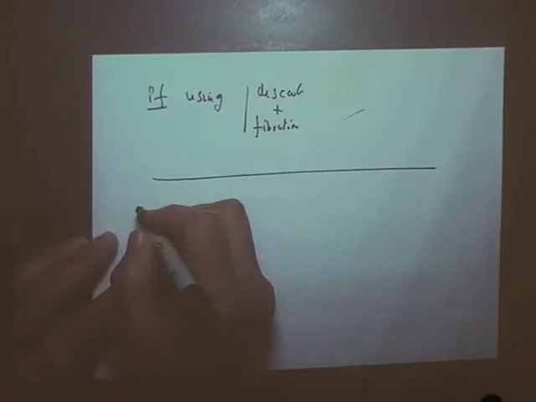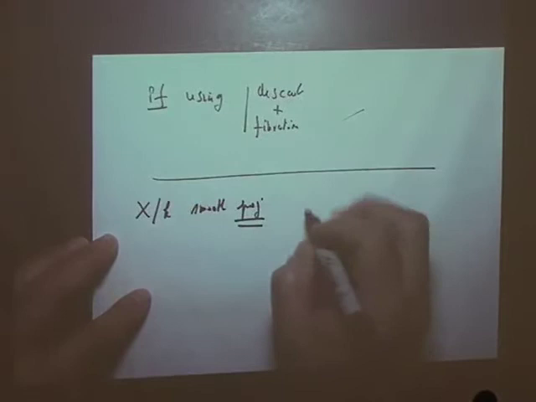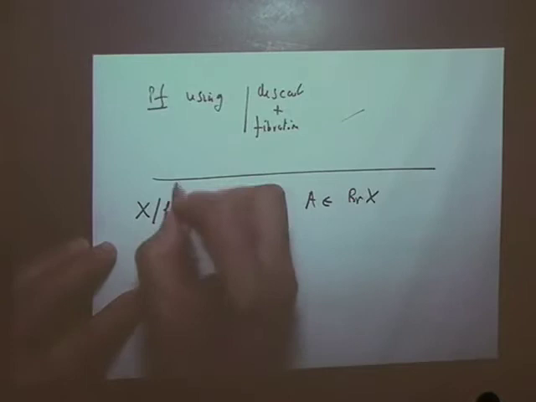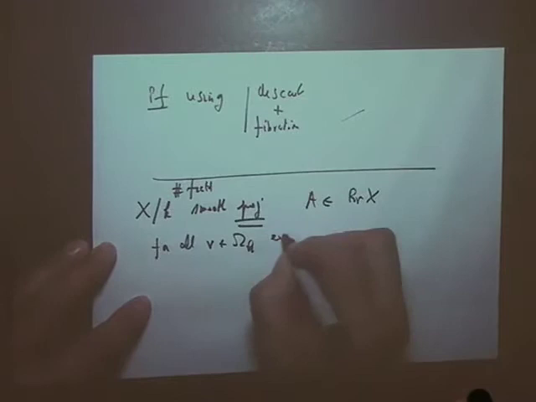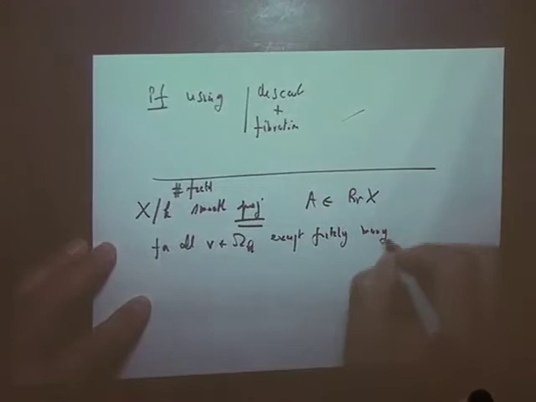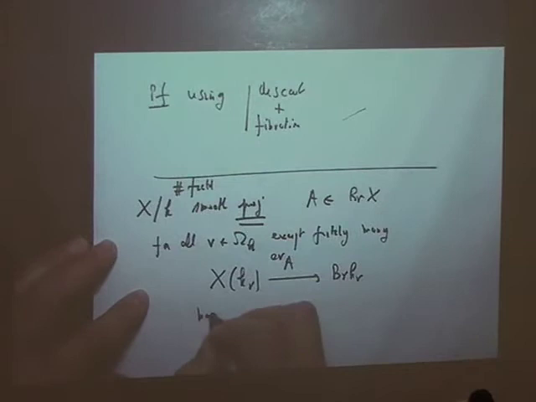Okay, so one thing I still want to do is to remind you that if we have X over K smooth projective, and projective here is important, and we have an element A in the Brauer group of X, and K is a number field, then for all v in Omega_K, the set of places of K, except finitely many, the evaluation of A on the K_v points has image equal to zero.